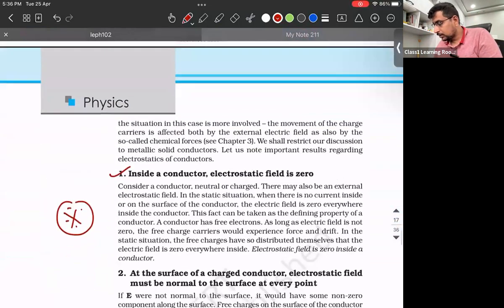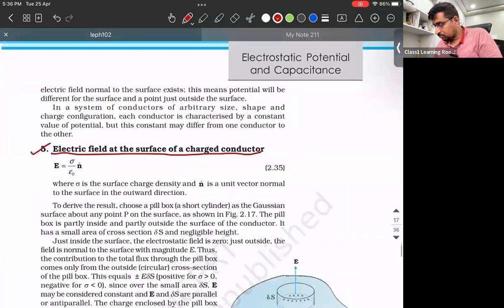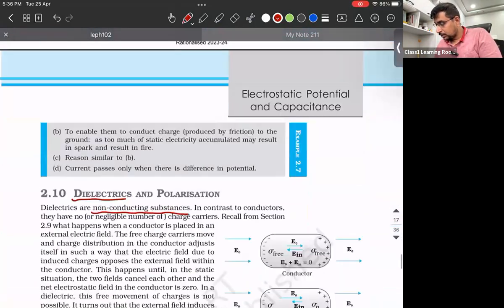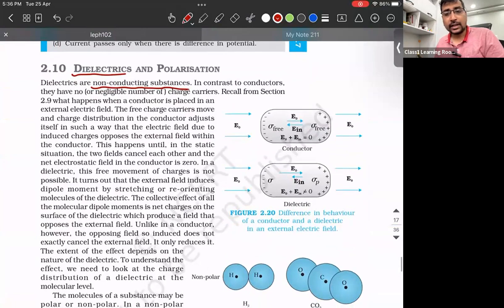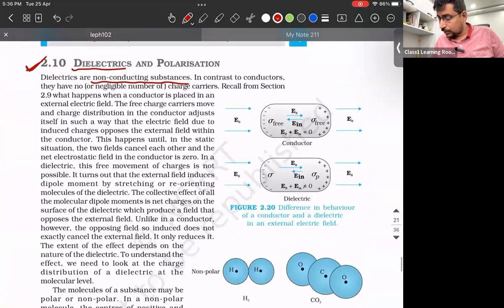So here, this is the concept, that is dielectrics and polarization. Clear? So this one we will discuss in the next class.